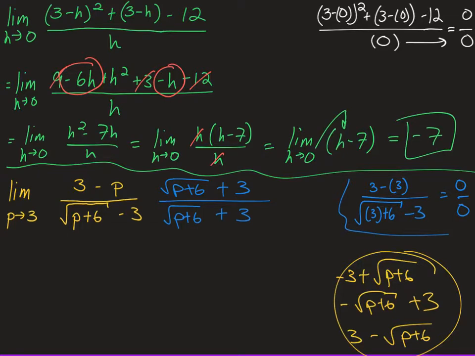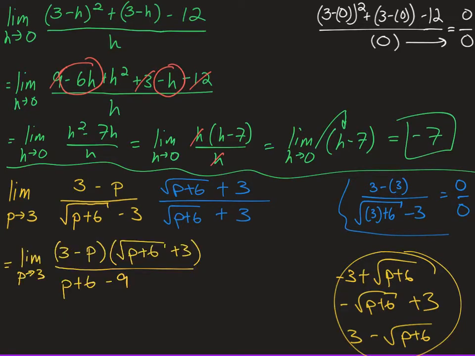And when you do that, conjugate pairs multiply really nicely. It's essentially, you'll square the square root here, which will give you p plus 6, and you'll square the 3 here, which will give you minus 9. So the next limit will look like this. There you go. From here, you can simplify the denominator positive 6 minus 9 to be p minus 3.